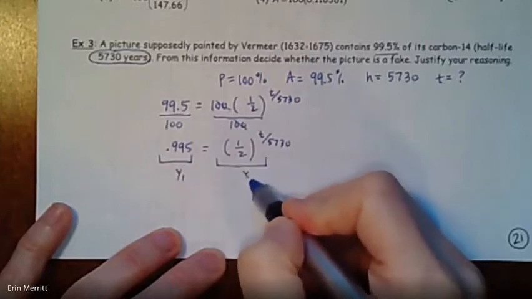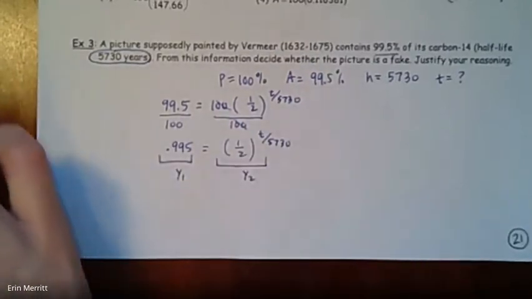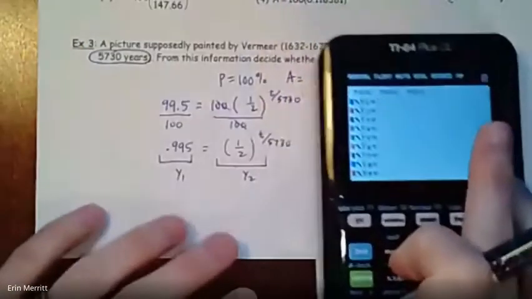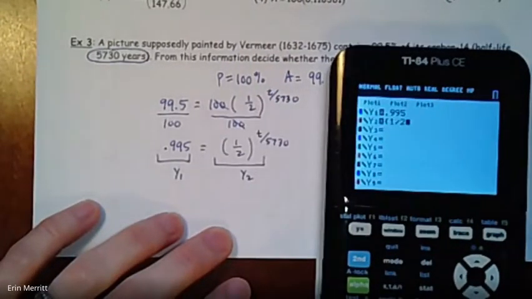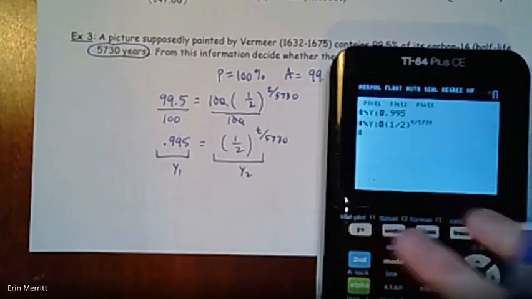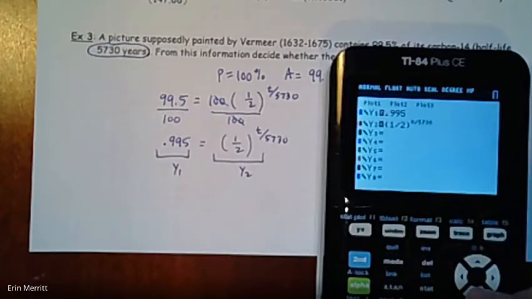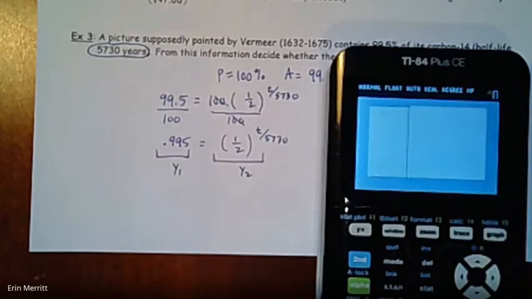Y1, Y2. Go right back in, delete out the last problem, and let's put in 0.995 and then 1/2 raised to the x over 5,730. If we remember from the last problem, it goes from 0 to 1 and 0 to 20. If I just hit graph, I can see that line. Ooh, and I can actually see the red exponential coming in, but it is not zoomed in enough.